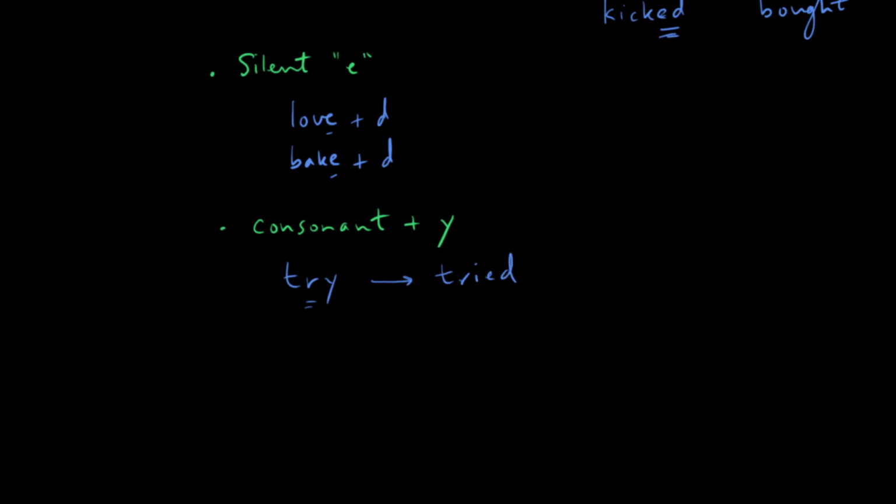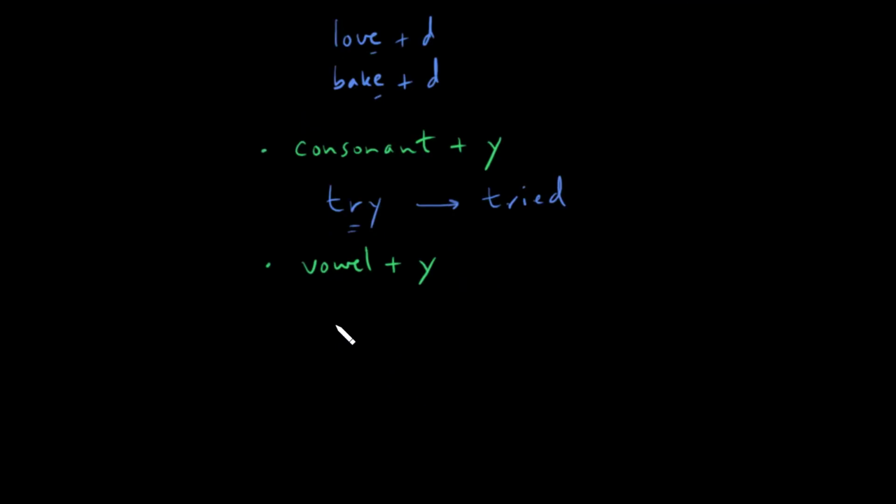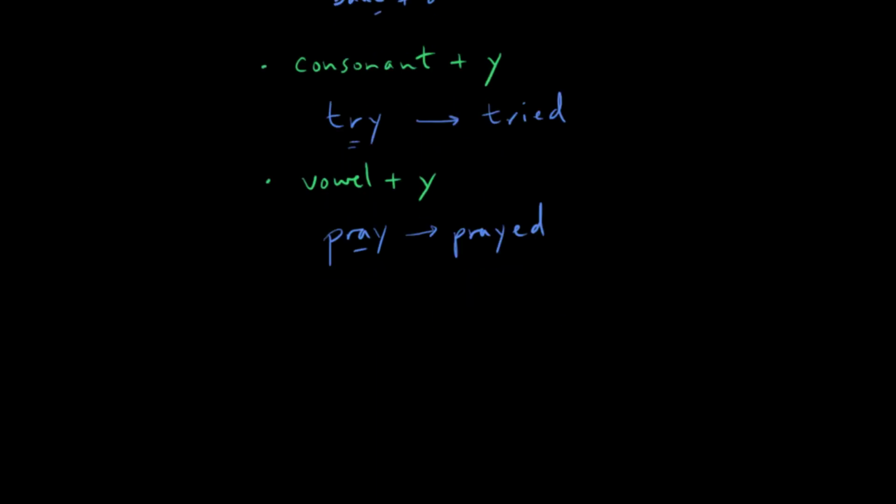Now, we can contrast this with a situation where we have a vowel plus a Y. So a vowel plus a Y. And an example of this would be something like pray. So you can see the vowel and then the Y, and that simply becomes prayed. I prayed.